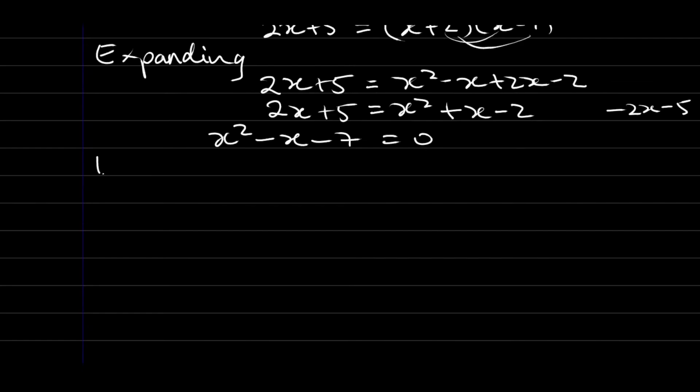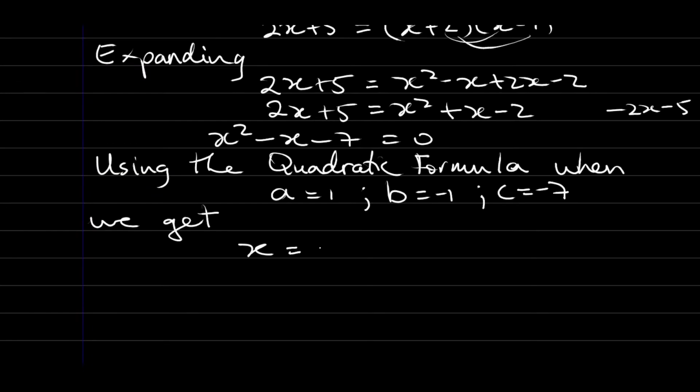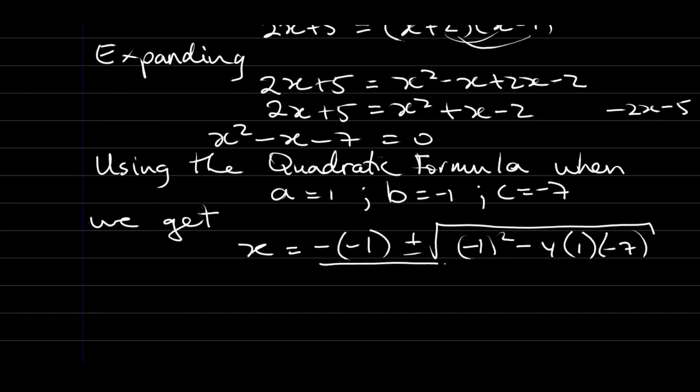So that means using the quadratic formula, when a equal to 1, b equal to negative 1, c equal to negative 7, we get that x is going to be equal to minus open bracket b, which is minus 1, plus or minus the square root of b squared, which is minus 1 squared, minus 4 into a into c, which is negative 7, close the bracket, all over 2 over a, which is 1 in this case.